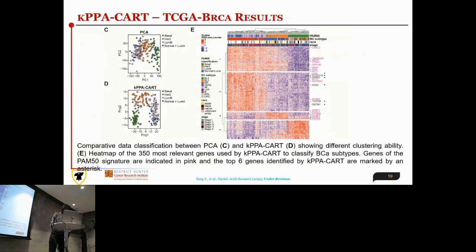Now, what do we got here? This is additional breast cancer data. So that's the PCA type plot. And you can see up on C, PCA is not doing very well. You can see some clusters, but when you look at KPPA, it's very clear, distinct clusters. Over here on the heat map, you see the genes that are separating the PAM50 clusters, along with what the stars indicate, the original PAM50 panel of genes.